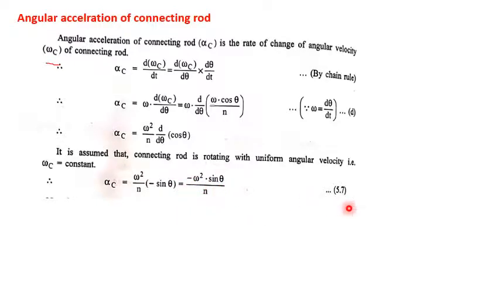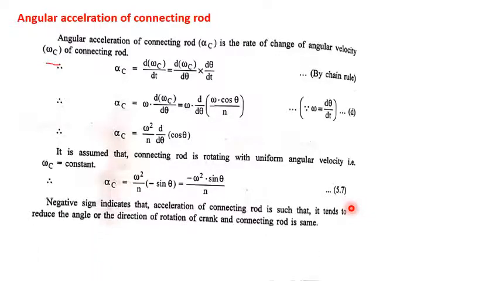So let me call this equation number 5.7. Here the negative sign is nothing but this: the acceleration of connecting rod is acting in such a way that it tends to reduce the angle. The direction of rotation of crank and connecting rod is the same. Okay, that is the meaning of this negative sign.